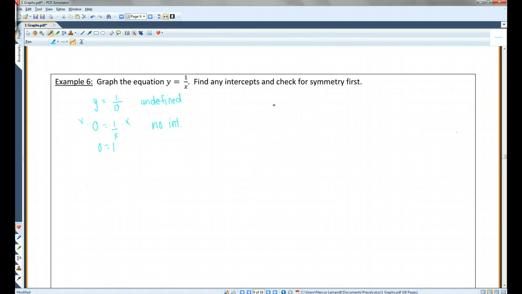Okay, let's check for symmetry. To see if it's symmetric with respect to the x-axis, let's change colors here. I'm going to plug in negative y for y. This obviously is not going to equal this, so no. Let's plug in negative x. Once again, this does not equal this. Let's plug in two negatives. All right, this one works. So it is symmetric with respect to the origin.